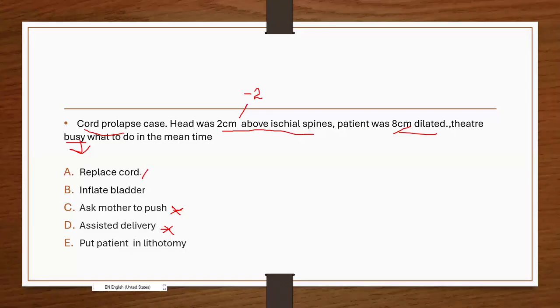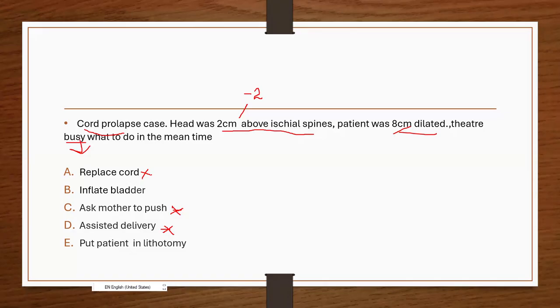Why? Because you should not handle the cord a lot. When you handle the cord, it will go into spasm. You are not going to put the cord back into the cervix or uterus, because if you handle the cord, it will go into spasm and it will complicate things. So you are not going to replace the cord.